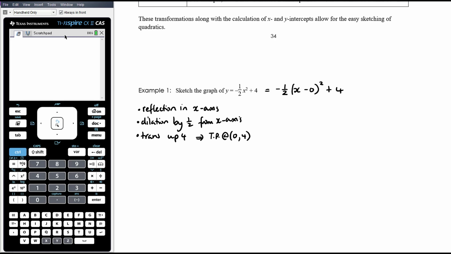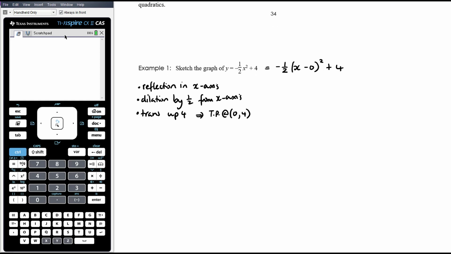Okay, so we can picture what that graph looks like. So it's gone up by 4, but it's reflected. So turning point's at 0, 4, but it's going to go this way. So it will cross the x-axis. So we want to calculate those x-intercepts. This is actually the y-intercept. Okay, it's also the y-intercept there. So we just need the x-intercepts.